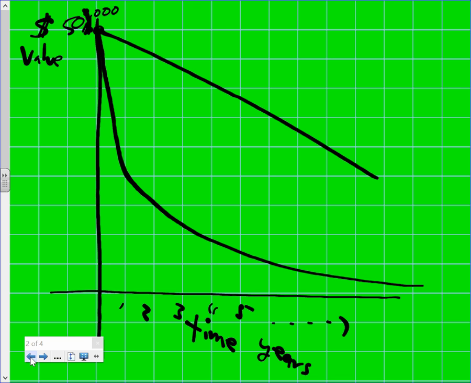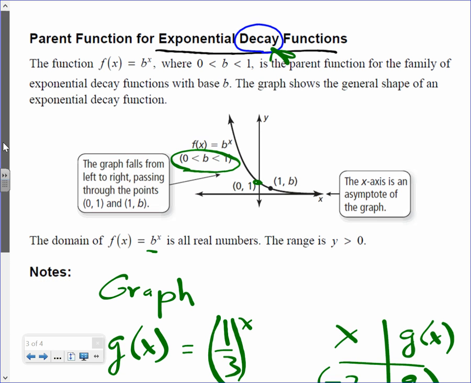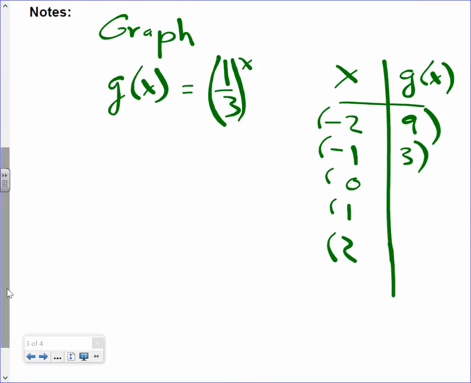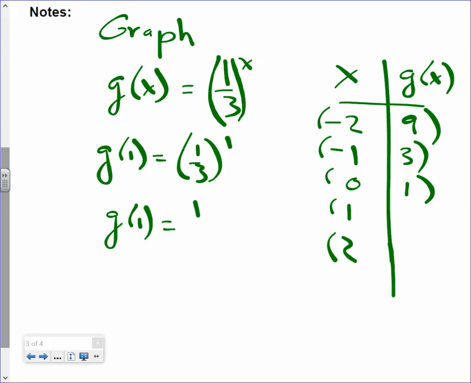So 1/3 to the 0 power is going to be 1. I'm not going to do the work. Next one's the input of 1. G at 1 equals 1/3 to the 1 power. 1 to the 1 power is 1, 3 to the 1 power is 3, 1/3. So this will be a 1/3.